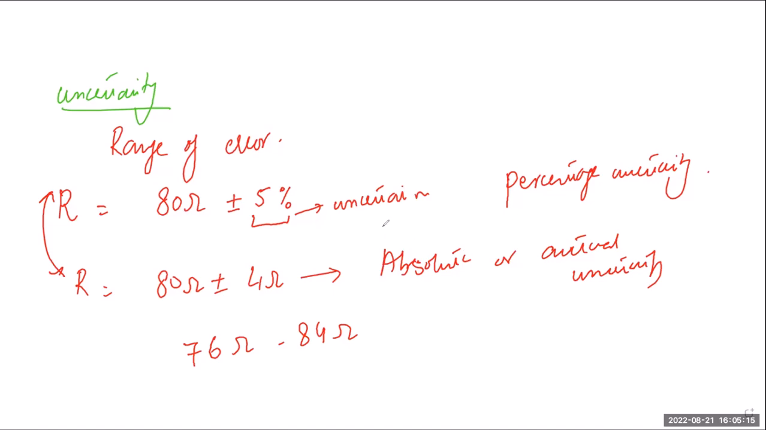Another rule: that was the part where I wanted to convert from percentage to actual. If I want to convert it back, I will take the absolute uncertainty divided by the actual value times 100. Then I will be converting that value into the percentage uncertainty. Now we will take some examples to understand this type of question.